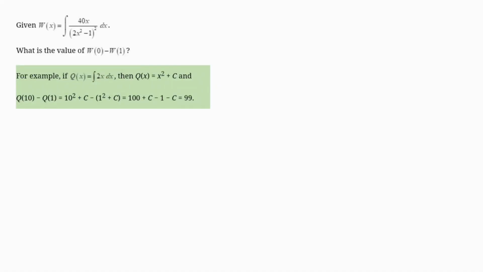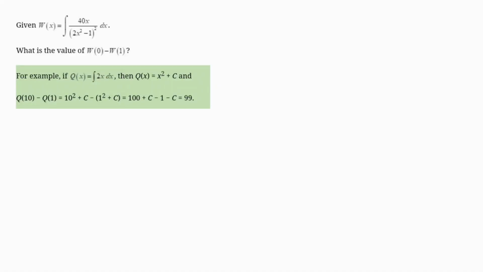Most students see an indefinite integral like this and think they need a specific value for the constant c to find the final answer. But today, I am going to show you why that c actually disappears and how to solve this problem. First, we look at our function.